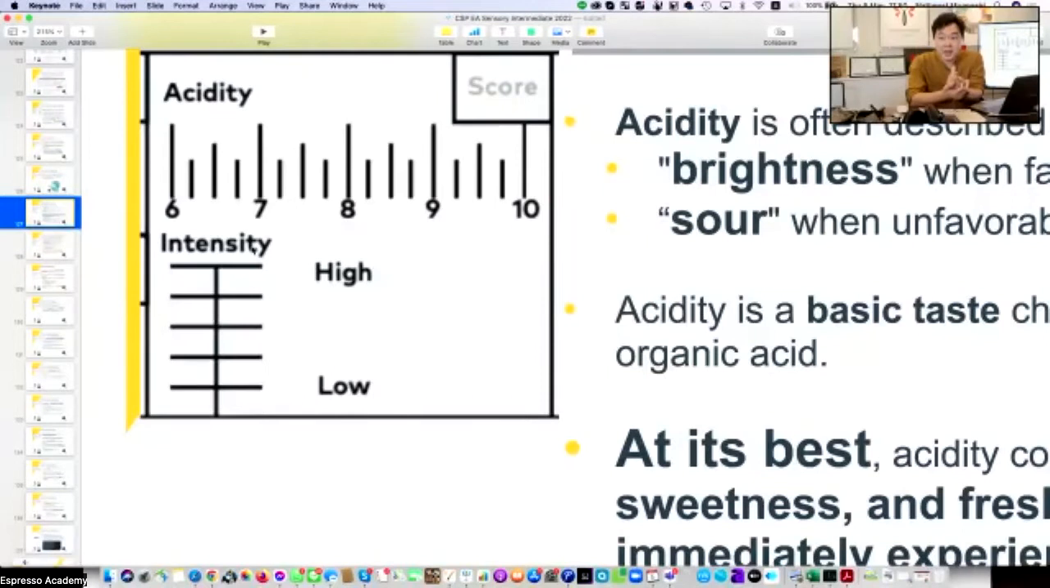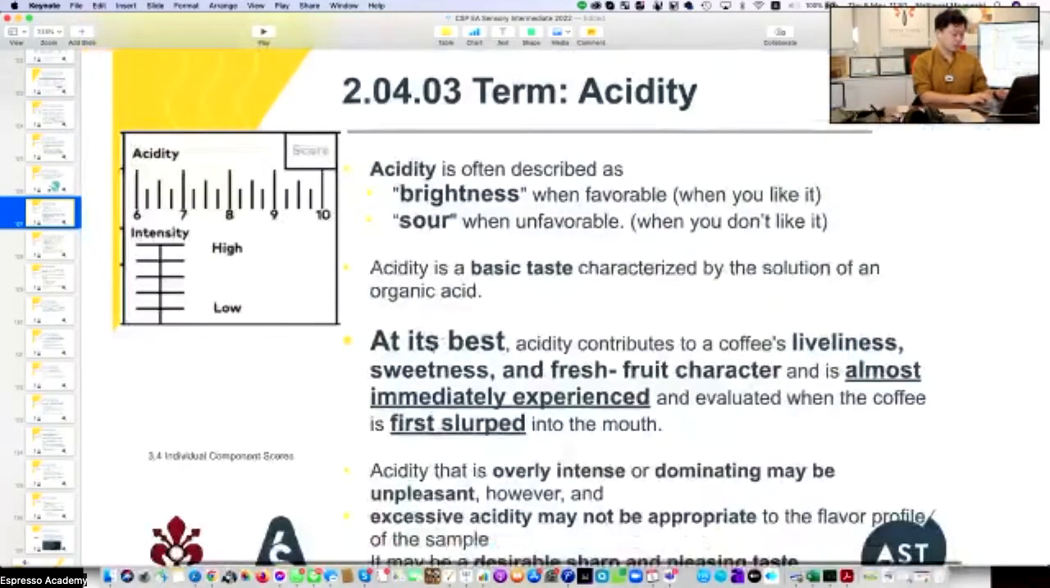Sometimes you get high intensity, but low quality acidity, like vinegar. So intensity is high, and that is pretty bad. So I would say 6.5. So do not confuse intensity with quality. So it's quantity and quality. So it has to be both.